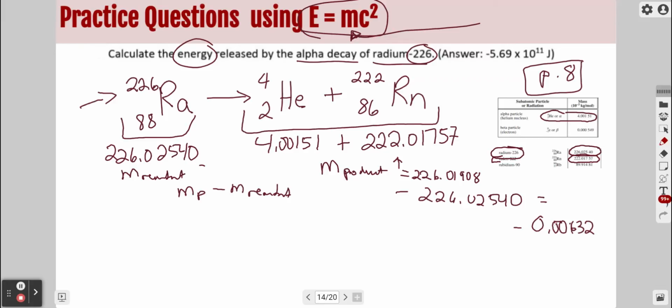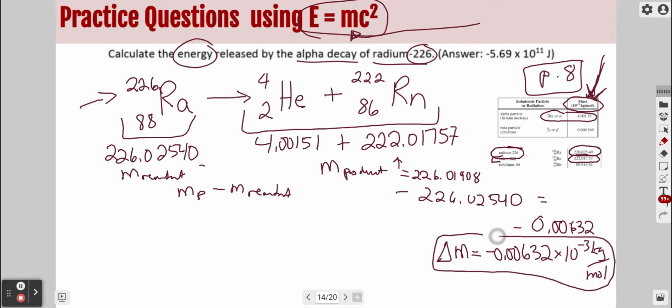Now, this isn't the exact number because we got to watch for the units. So what are the units? Our actual mass that is lost, or the change in mass, is equal to negative 0.00632, and then we're going to use the units that are here, times 10 to the negative 3 kilograms per mole. We could have put these units in at the beginning, but it's so much easier to throw it in right here at the end. So we've just found our change in mass.